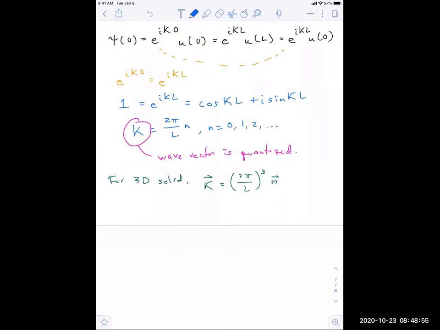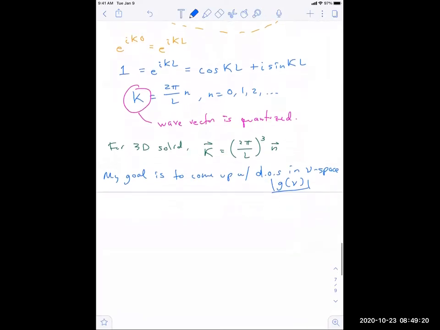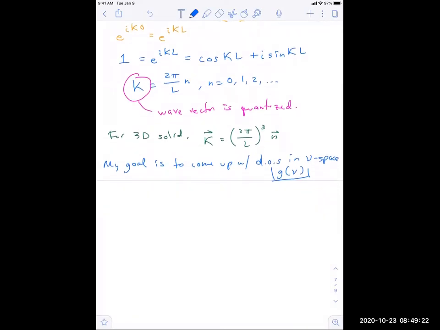So why am I doing all of this? Remember that my goal is to come up with the density of states in frequency space. So that'd be G of nu. To get there, it's handy to know what's the density of states in k space.